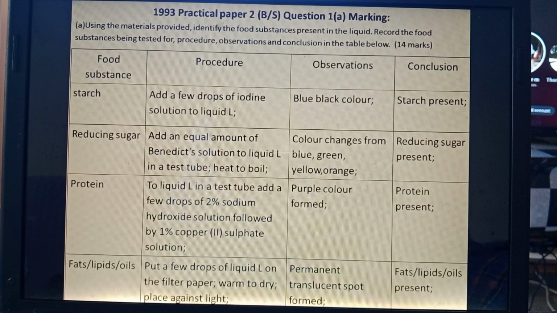Fats or lipids, you put a few drops of liquid L on the filter paper, warm to dry, a tick. Place against light, a tick. So in that procedure, you have two ticks. Permanent translucent spot formed. Fats, lipids, oils, present.